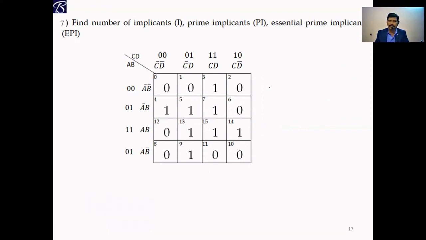Now let us find out the implicants. How many implicants are there here? So 1, 2, 3, 4, 5, 6, 7, 8. Eight minterms are there, so 8 implicants. So how many prime implicants?